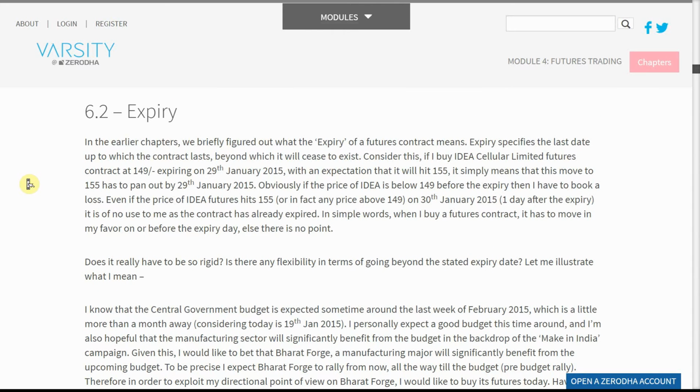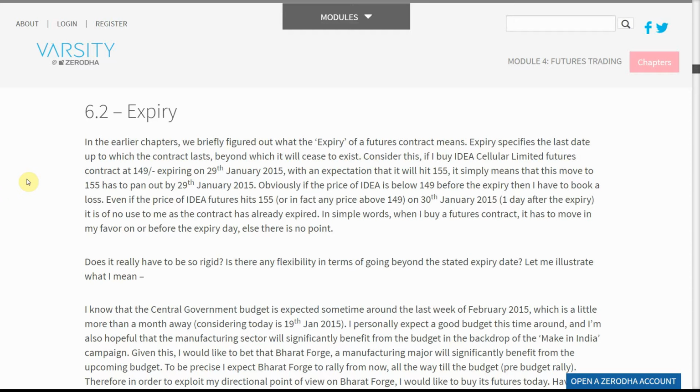In the earlier chapters, we briefly figured out what the expiry of a futures contract means. Expiry specifies the last date up to which the contract lasts, beyond which it will cease to exist. Consider this. If I buy Idea Cellular Limited futures contract at 149, expiring on the 29th of January 2015, with an expectation that it will hit 155, it simply means that this move to 155 has to pan out by the 29th of January 2015.